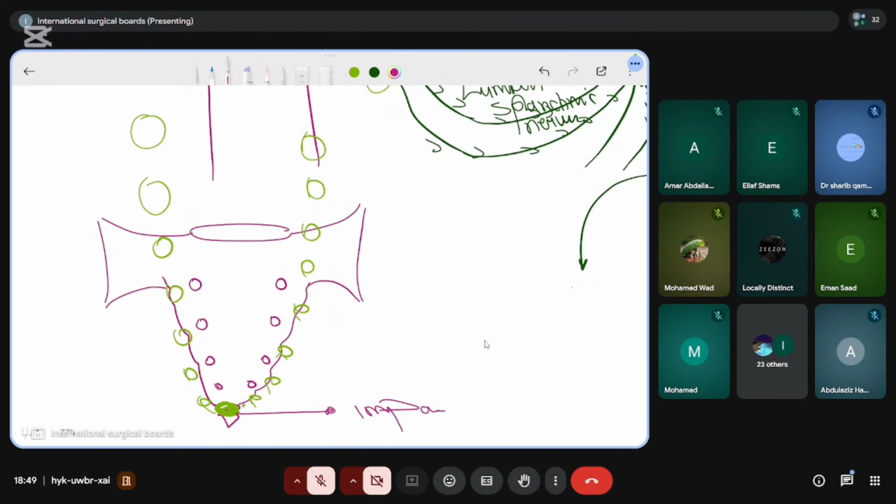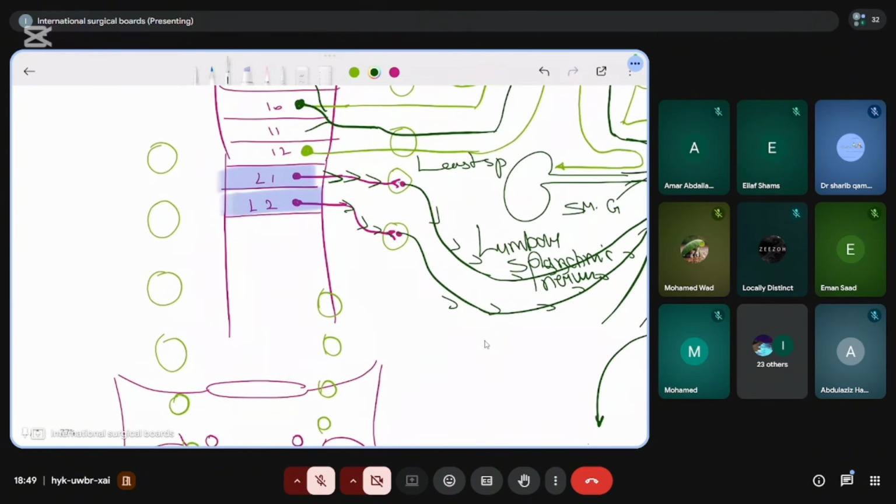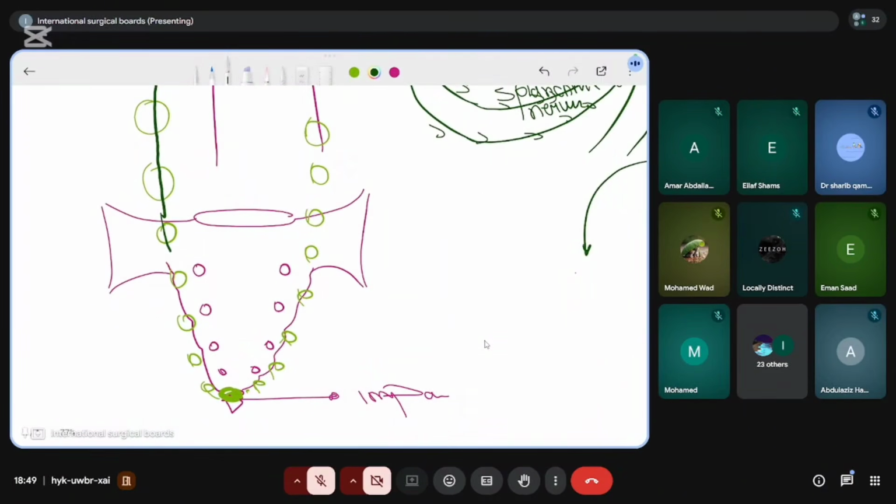Now, about sacral splanchnic. What happens, guys, is that fibers from L1 and L2 come out, and those are preganglionic. They do not synapse at the same level. They descend, down, down, down, until the sacral sympathetic ganglia. Here they synapse.